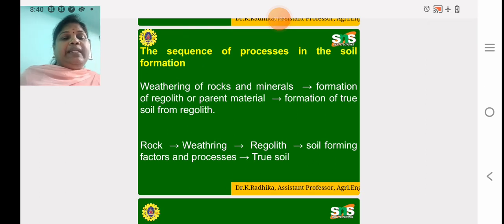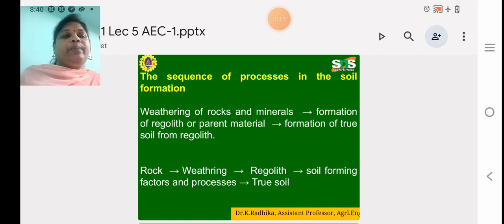Then next we have to see the sequence of processes in soil formation, how the soil is formed. Weathering of rocks and minerals is the first step. The second step is the formation of regolith or parent material. Then another step is the formation of true soil from regolith. Rocks, weathering, regolith, soil forming factors and processes finally give the true soil. These are the sequences of processes in soil formation.